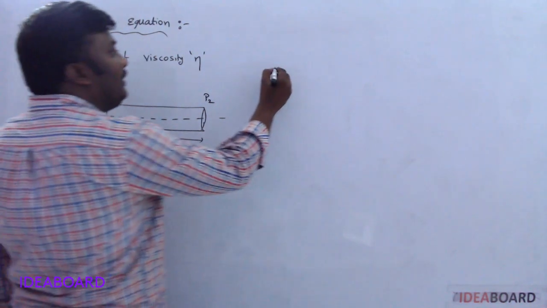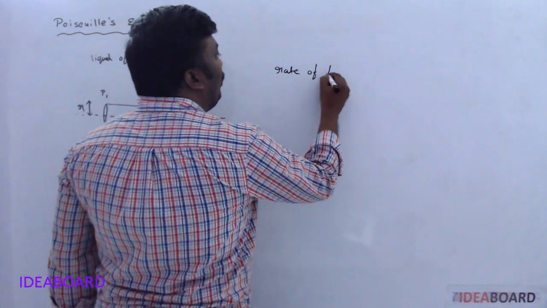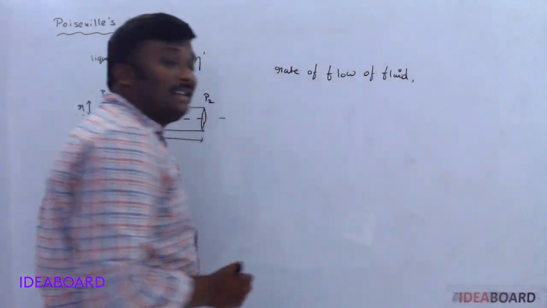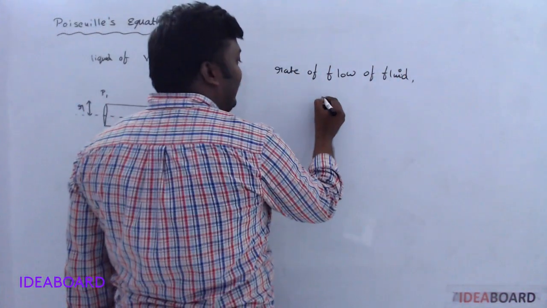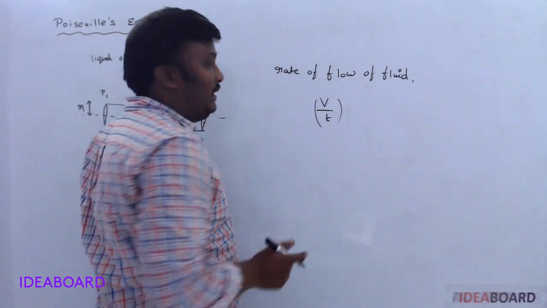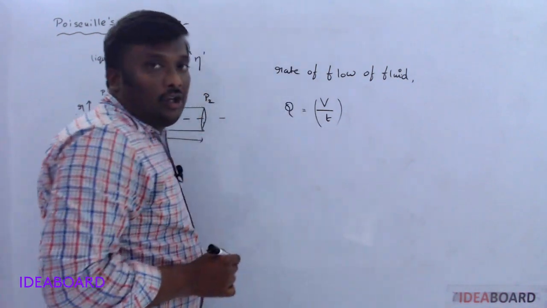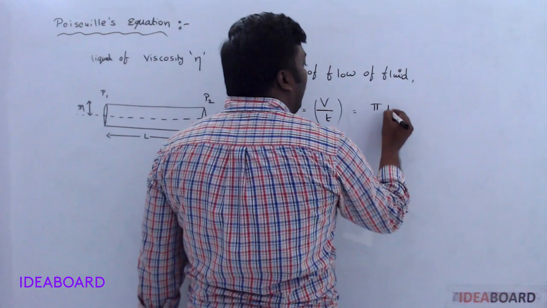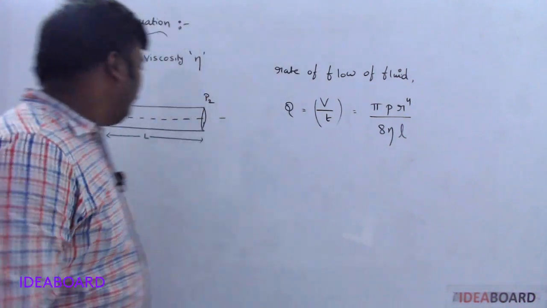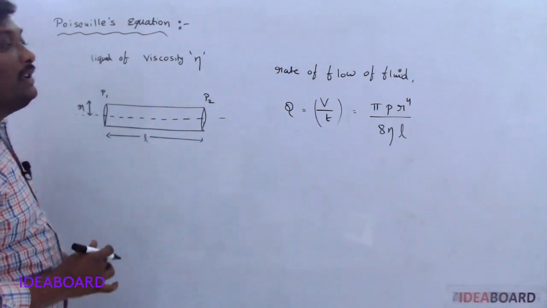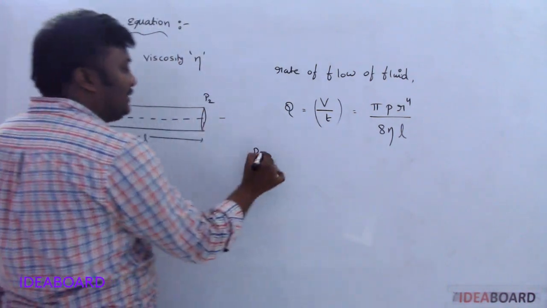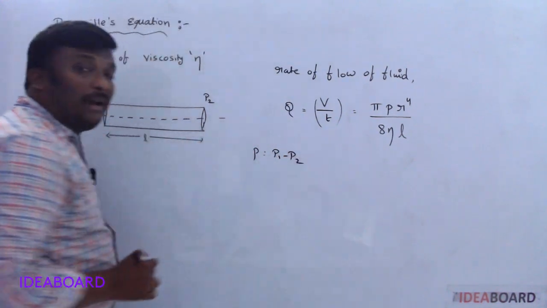Then he considered the rate of flow of fluid, indicated by V by t, volume per time. I am using the symbol Q. It has the formula Q equals pi P r power 4 by 8 eta L. Here P is the pressure difference between the two ends, P1 minus P2.